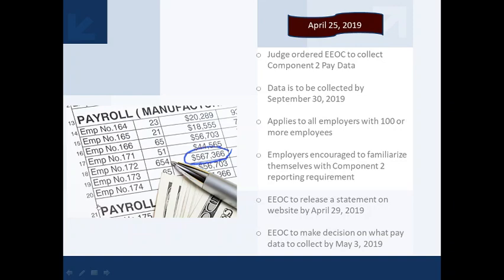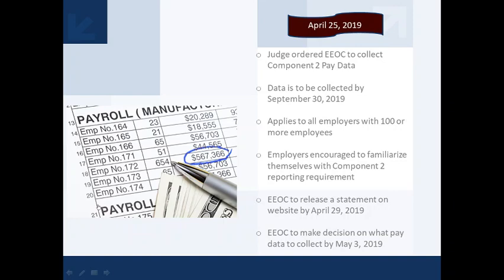On April 25th of 2019, Judge Chutkin ordered the EEOC to collect the Component 2 pay data on the EEO-1 form by September 30th of 2019. The reporting requirement applies to all employers with 100 or more employees. This ruling provided employers with an answer to whether they needed to file Component 2 by the deadline date of September 30th of 2019. Although it was still possible the federal government would appeal her decision and seek to stay her order, employers were encouraged to familiarize themselves with the Component 2 reporting requirement and begin preparations in the event the September 30th deadline was not lifted.